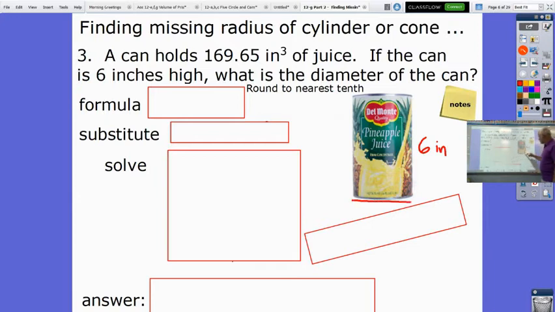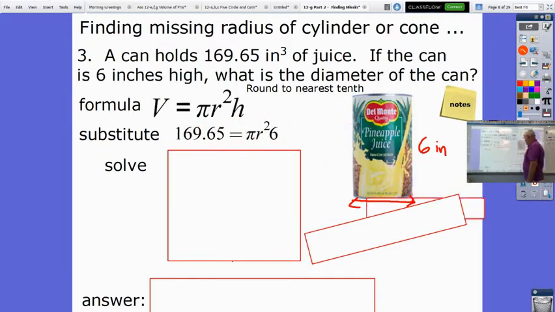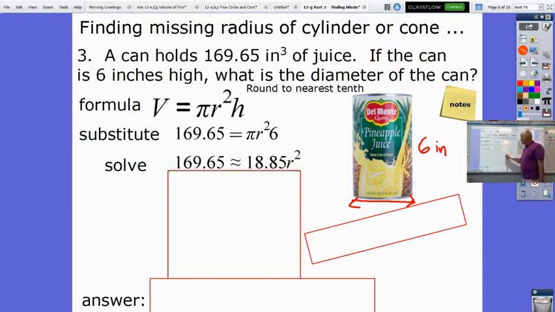So now I'm looking for this distance, which I don't know. But I do know the formula for the volume of the cylinder. Volume equals pi r squared h. I know what the height is, 6. I know what the volume is. I substitute those in. So 169.65 equals pi times radius squared times 6. I don't know what radius squared is, but I know 6 times pi. I can do that in my calculator. That comes out to 18.85 and so on. Leave it in there, right? Divide to get r squared by itself. Now, it's not r by itself, but r squared.